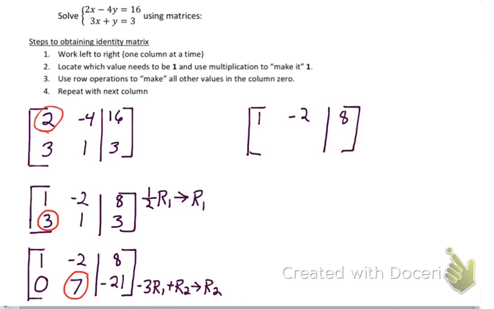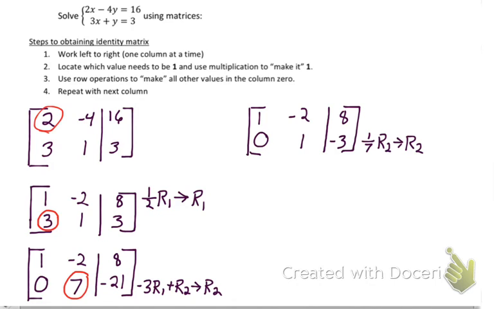Negative 2, 8. But like Mike said, multiply that bottom row by 1/7, row 2, and that's going to replace my row 2. 0 times 1/7 is 0. 7 times 1/7 is going to be 1. Negative 21 is going to be negative 3.